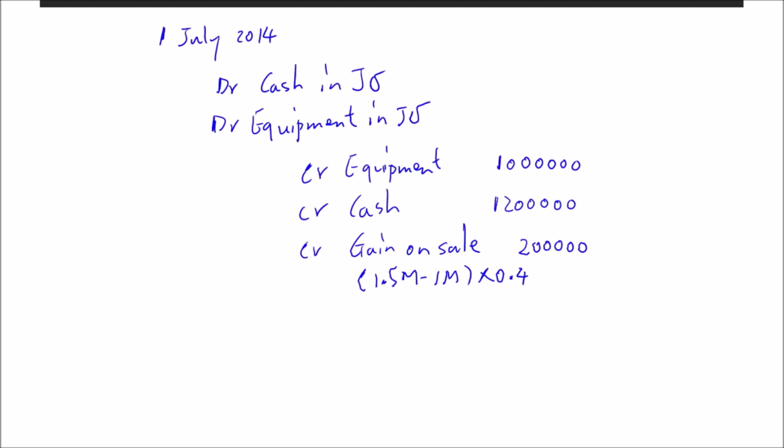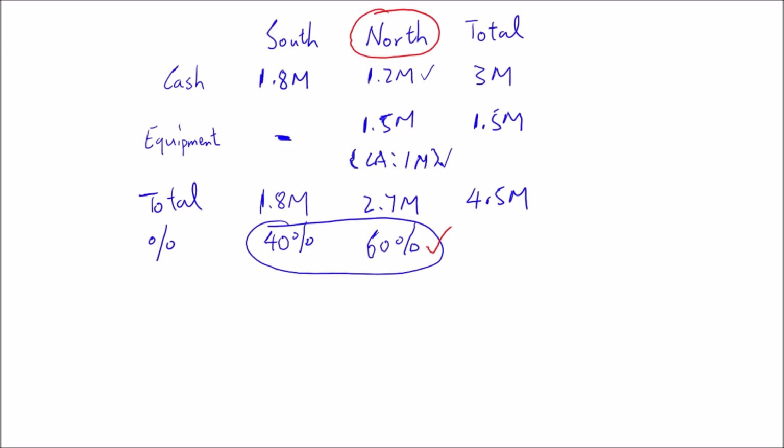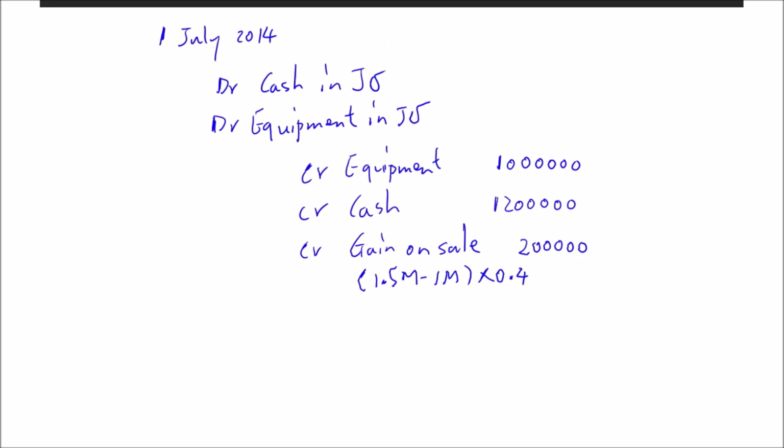Again, we're going to go back to the table. So based on here, we want to know how much cash and equipment that we have. Cash in total, we got $3 million. And that $3 million, we are going to get 60% of that amount. So we go back to our journal, we're going to write down $3 million multiplied by 60%. So as a result, we are going to have $1.8 million for cash in JO.